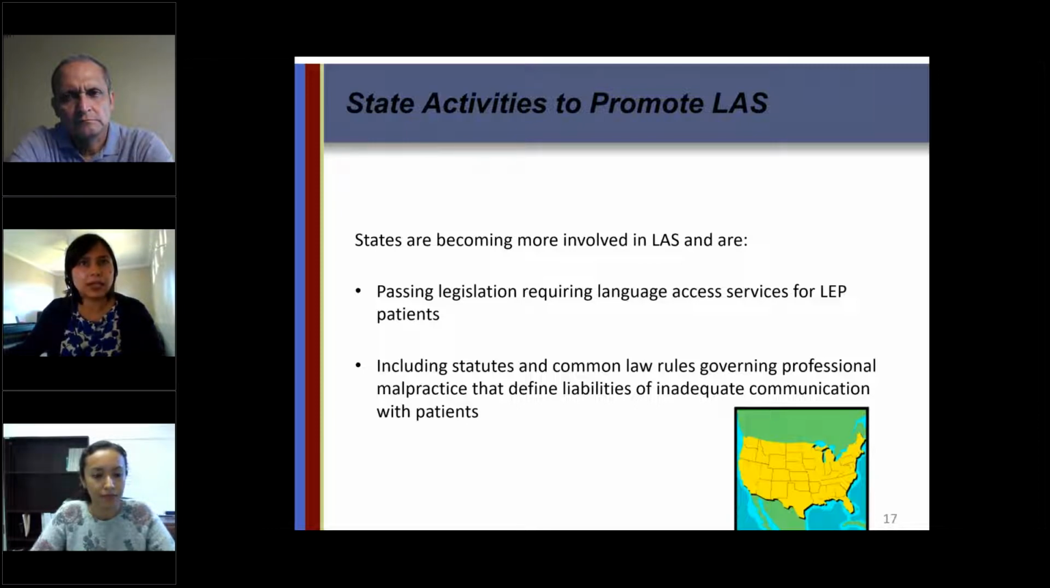State statutes and common law rules governing professional malpractice define liabilities of inadequate communication with patients. Some examples include: providers may be liable for damages resulting from treatment in the absence of informed consent, and providers may face claims that their failure to bridge communication gaps breaches professional standards of care. A provider's violation of language access laws may raise a presumption of negligence. So those are just important points to consider.